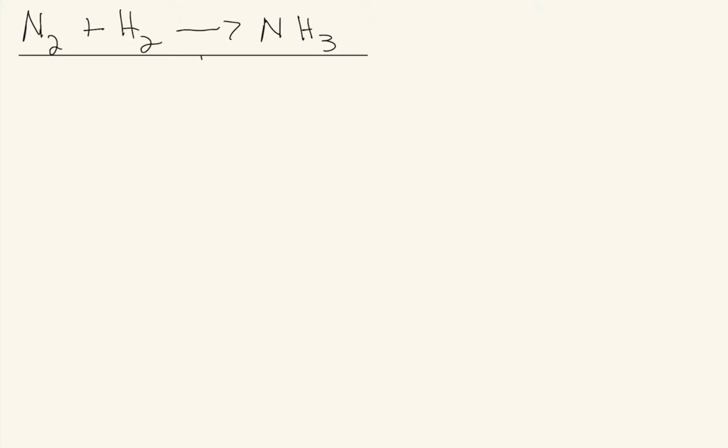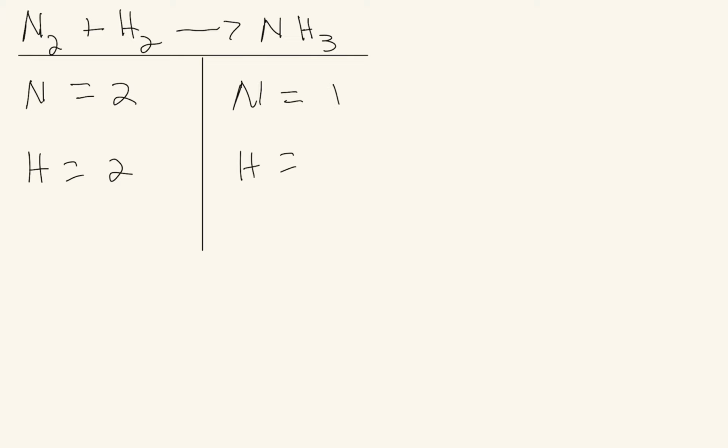Moving on to another problem similar to the previous one. Now we'll work with nitrogen plus hydrogen creates NH3 or ammonia. Now to balance this chemical equation, we're going to divide it the same way we did with the water problem. We're going to write N creates 2, and then H has 2 as well. And then on the right side, we'll have N equals 1 and H equals 3.